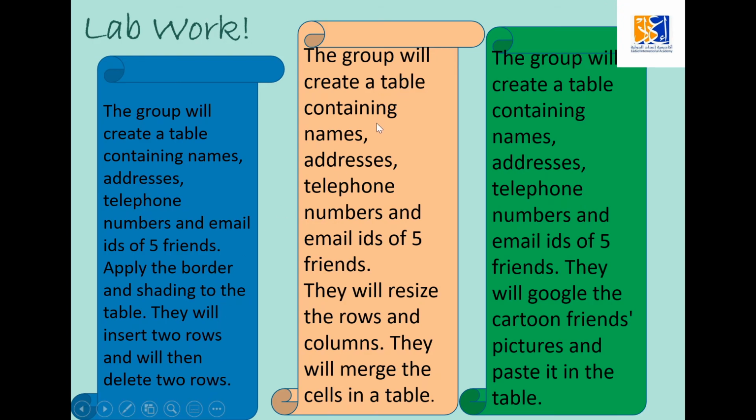Next, the group will create a table containing names, addresses, telephone numbers, and email IDs of 5 friends. They will resize the rows and columns. They will merge the cells in a table. Then the third group will be creating a table containing the names, addresses, telephone numbers, and email IDs of 5 friends. They will Google cartoon friends pictures, any cartoon pictures, and they will insert them in the table.